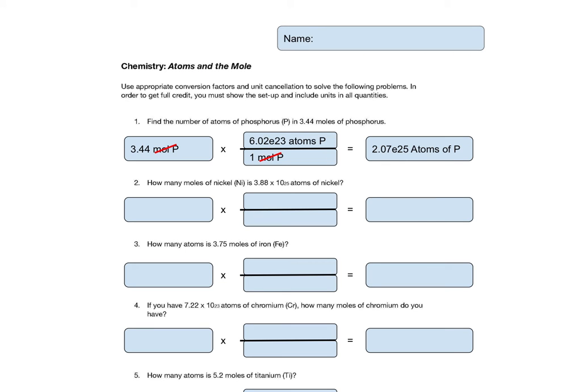Okay, so looking at the homework, remember that we start with our given. Number 1, I want to find the number of atoms of phosphorus in 3.44 moles of phosphorus. So I have my given that I start with, the 3.44, and then my conversion. I want atoms, so atoms is going to go on top, 1 mole underneath. Moles will cancel, and I'll be given atoms.